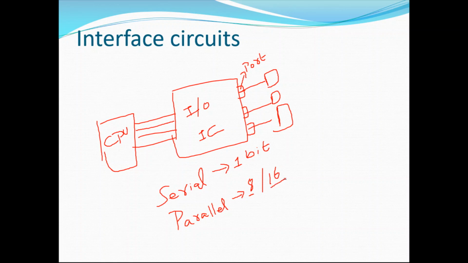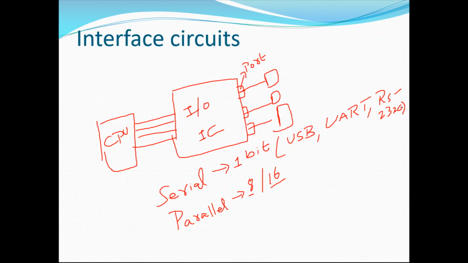Some of the commonly used serial ports are USB. Today we are using USB, universal serial bus. This is a serial port, but it's a high speed serial port, not a low speed one. Then we have UART, universal asynchronous receiver and transmitter. And also we have a very famous serial port called RS232C, which all the older computers have.